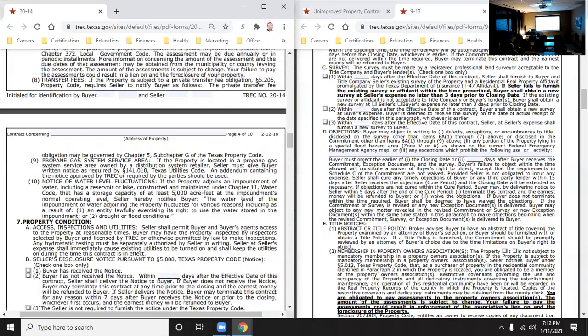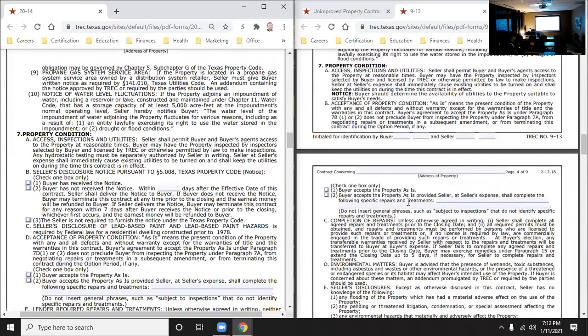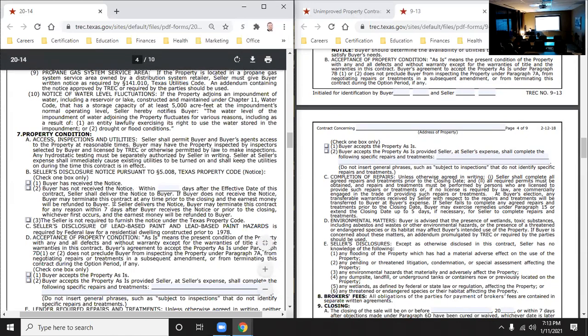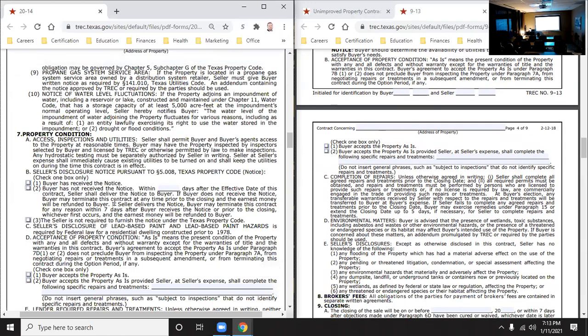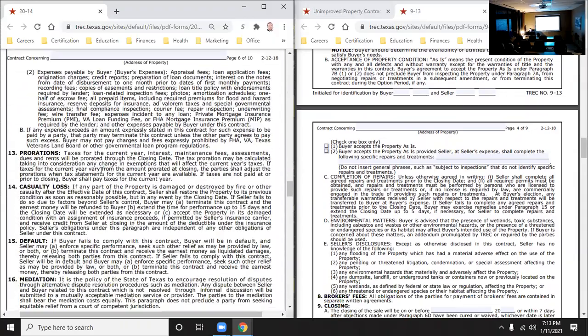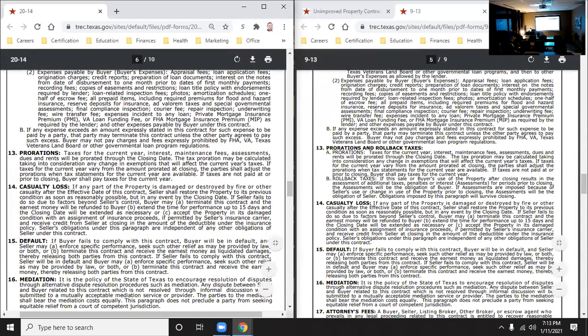In regards to 7, let's move down here. You'll notice that in this situation, we're back to the completion of repairs. We're back to the notices. The seller's disclosure, however, is down here, versus over here, it's B. So there are differences. You don't need to know all the detail, just the differences. Then 13: again, prorations here, and over here, prorations with rollback taxes. That's going to be the unimproved.